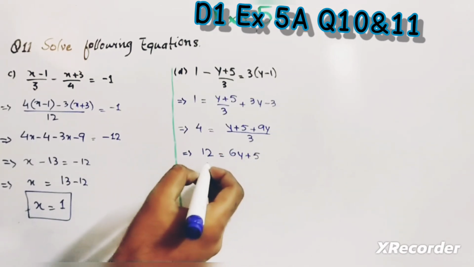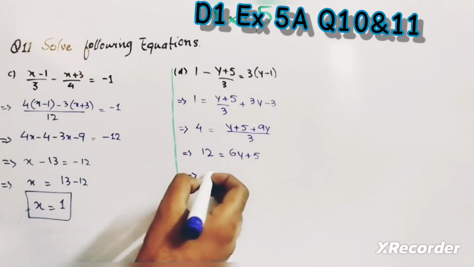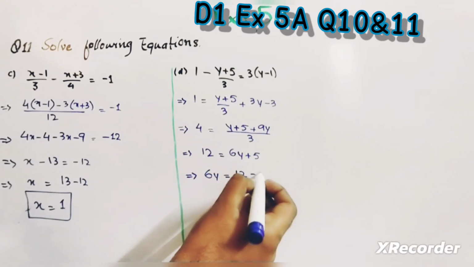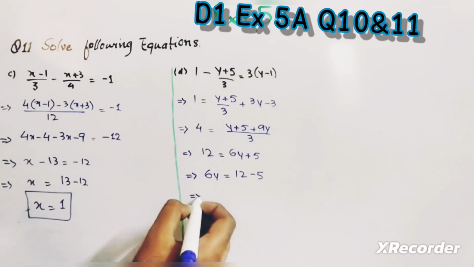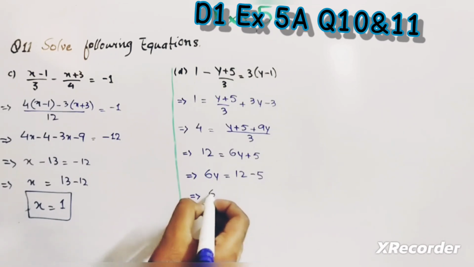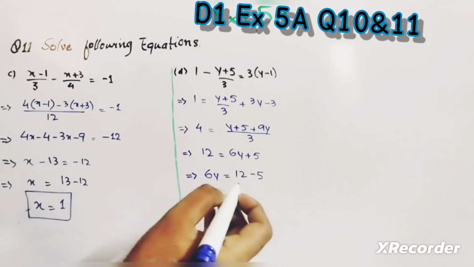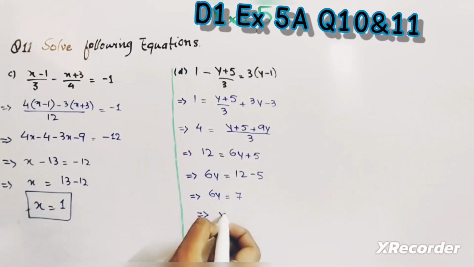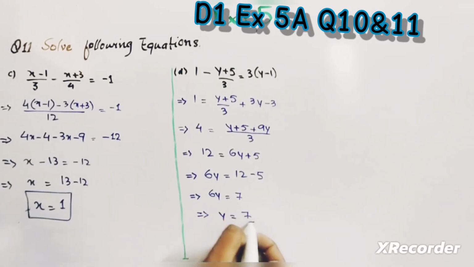By rearranging we get 6y is equal to 12 less 5, 6y becomes 12 minus 5 is 7, and our y will become 7 upon 6, that is our required answer.